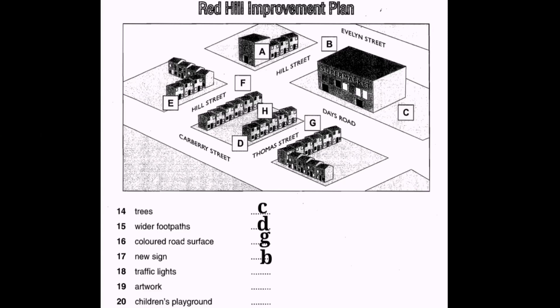Listen to the audio again. One way of making sure that the pedestrians are safe is to increase signage at the intersections. A Keep Clear sign will be erected at the junction of Evelyn Street and Hill Street to enable traffic to exit at all times.